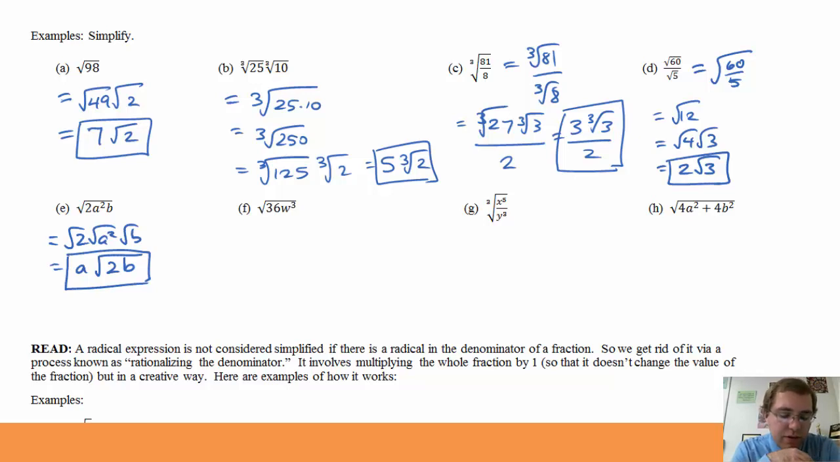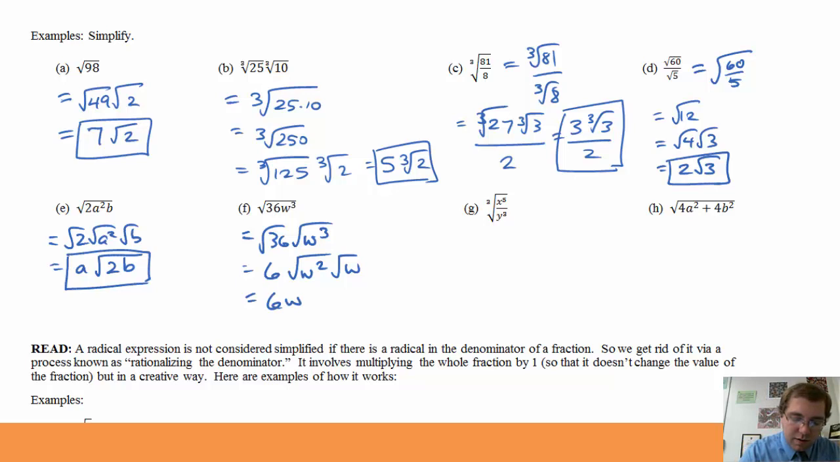Example F. The square root of 36w cubed. Well, that's the square root of 36 times the square root of w cubed. Okay, the square root of 36, I know, that's 6. W cubed, I can always split that up as a w squared times a w, right? And I know the square root of w squared. The square root of w squared is w. So this is 6w times the square root of w. So if I'm taking the square root of an odd-powered variable, I can take out the even-powered, leave myself with one of them, and take the square root of the even-powered one.